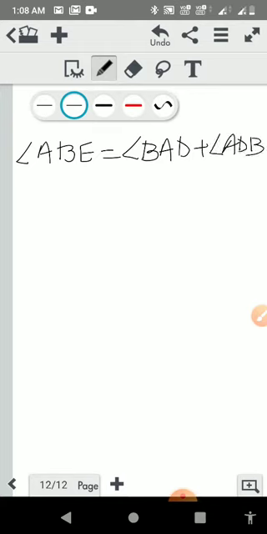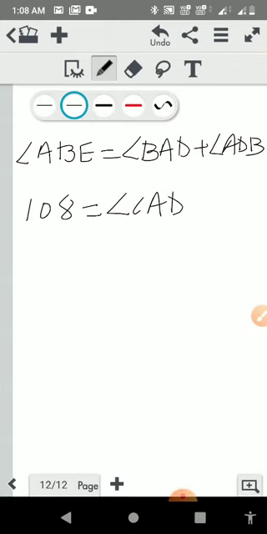Okay, according to the exterior angle principle. Now this angle ABE is given, that is 108 degrees, and angle BAD can be written as angle CAD, isn't it? If you see this diagram, angle BAD can be written as angle CAD because CB and AR lie on the same line.